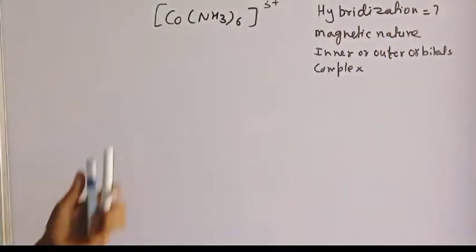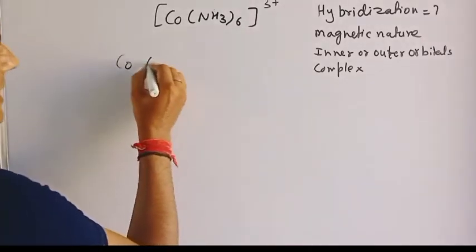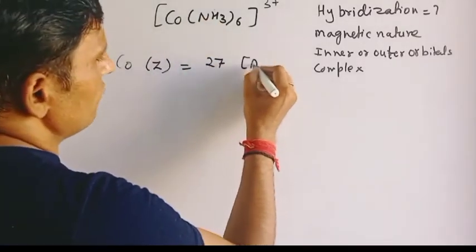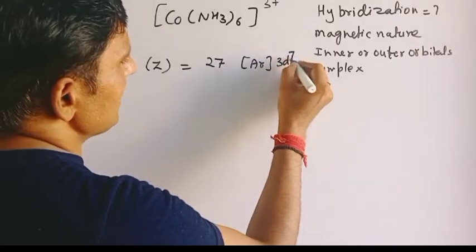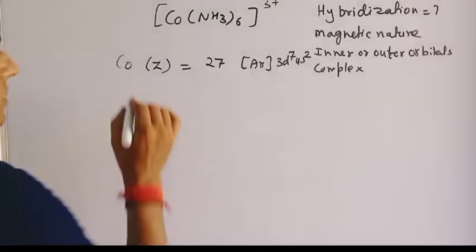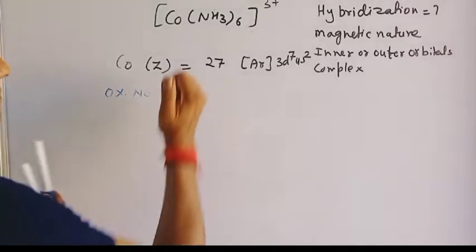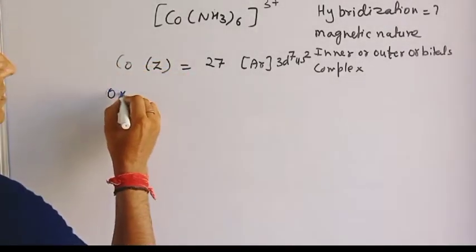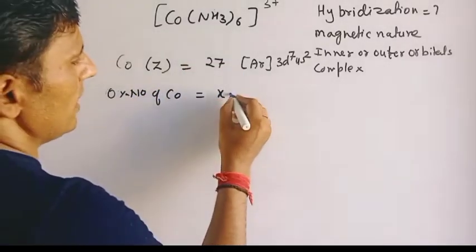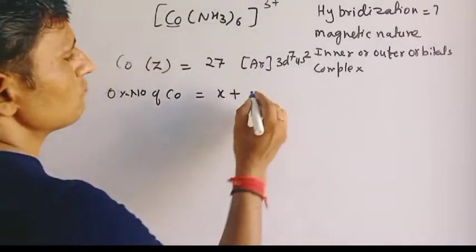So as I told you previously, first we find the Z. The atomic number of cobalt is 27. So the electronic configuration is [Ar] 3d7 4s2. Now we want the oxidation number. The oxidation number of cobalt is X, because we want to find the oxidation number of cobalt, X.